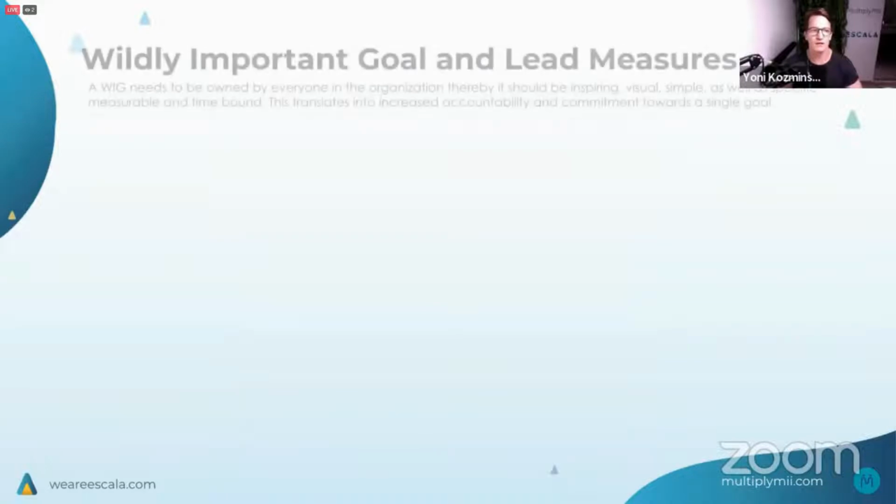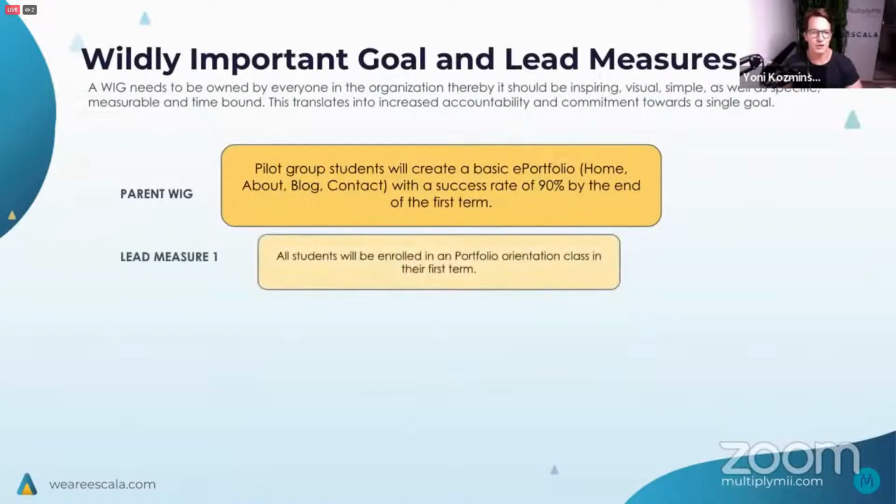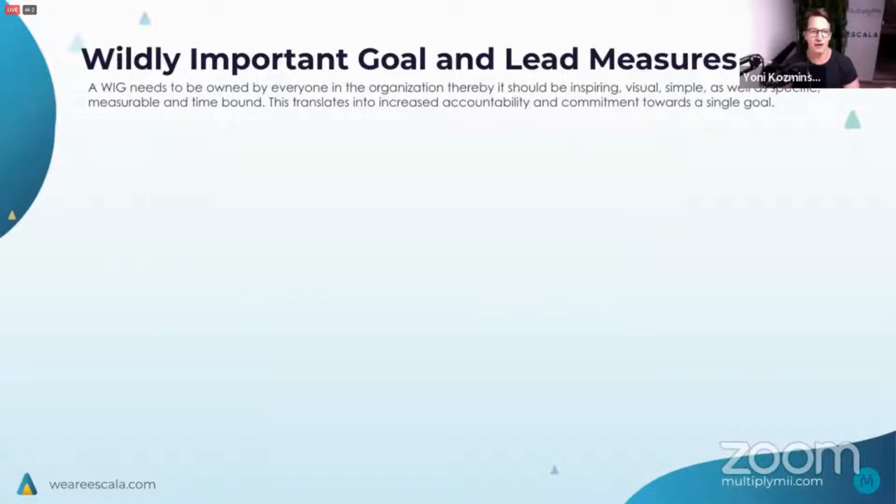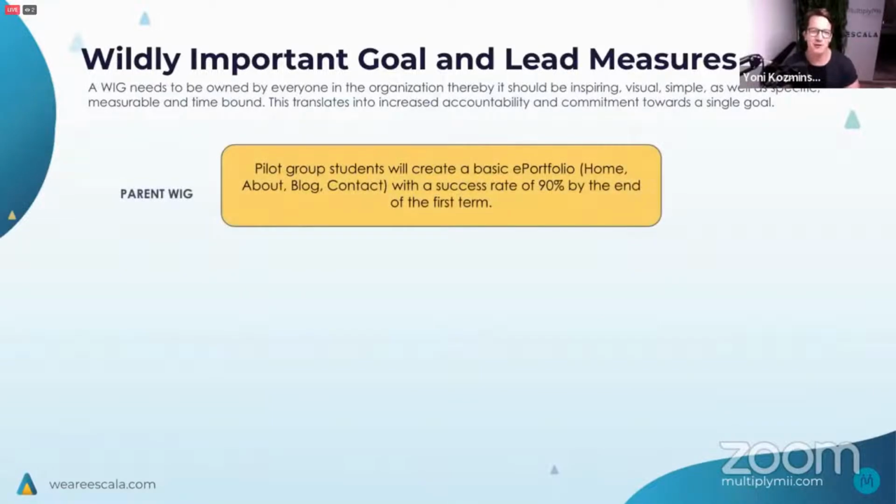And so once we get to that stage, I'm going to show you this terrible example that I pulled from the internet. So a group here, or a parent WIG, is piloting a group of students who will create a basic e-portfolio, so a home, about, blog, content page with a success rate of 90% by the end of the first term. So just to break that down, you have very tangible, measurable aspects. So we'll pilot the group. This is what they'll deliver, and we have to do it at a 90% success rate. It doesn't need to be this long-winded, over-complex thing that's actually contrary to the objective here.